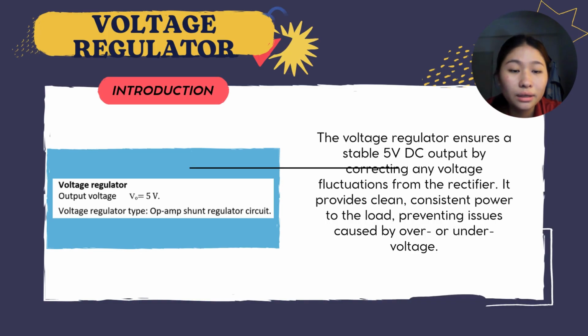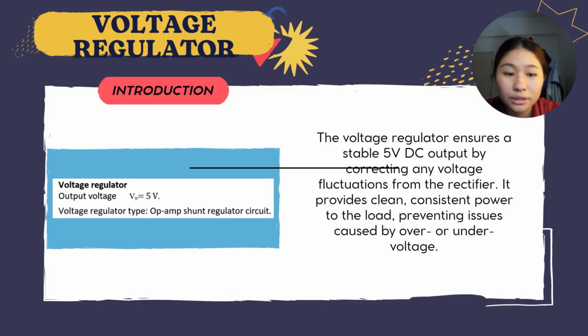I'm going to explain about the voltage regulator, starting from the introduction. The output voltage provided by the voltage regulator is 5 volts. This is the stable voltage that is required to power the load, ensuring that the system functions correctly.